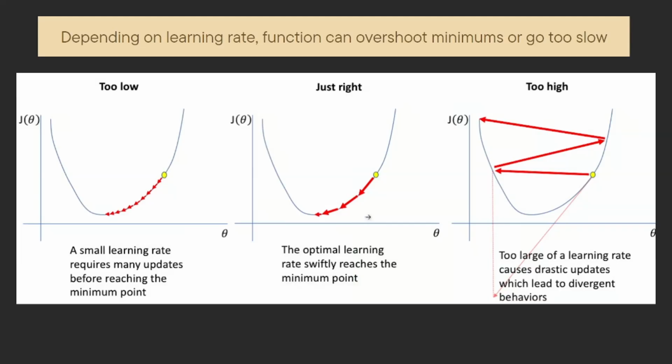Depending on the learning rate, the little alpha symbol, our function can overshoot our minimum or go slow. If it's too low, then we're only going to make small changes, and that just takes too much computation time. And too much computation time isn't good. We don't want that. Just right is when our function has a learning rate that's not too high and not too slow, and that just finds the minimum very easily.